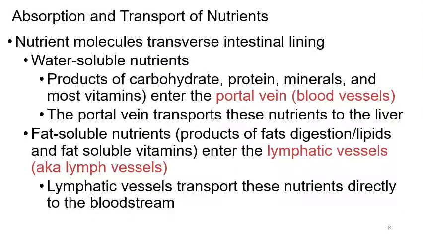Absorption and transport of nutrients. Nutrient molecules traverse the intestinal lining. There are water-soluble nutrients and fat-soluble nutrients. The water-soluble nutrients are carbohydrate, protein, minerals, and most vitamins like B and C. They enter the portal vein, the blood vessel. The blood vessel transports these nutrients to the liver.